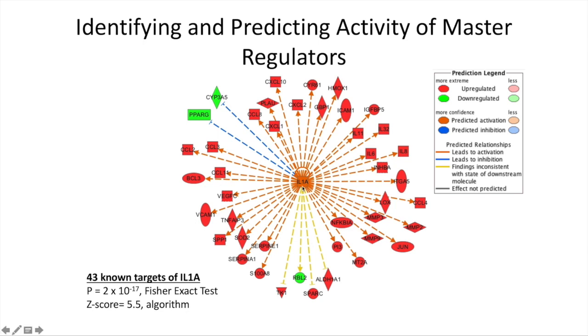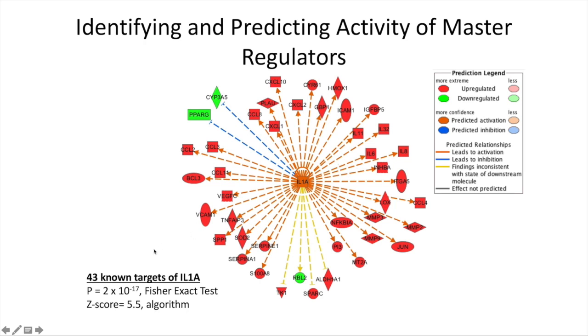So I'm not measuring it directly, but here's what happens. I know interleukin 1A has been well studied. We know what genes it inhibits and what it stimulates. So any gene in red went up in my system. In green, it went down. If it's an orange arrow, interleukin 1A is known to induce that gene. If it's blue, then interleukin 1A is previously known to inhibit that particular gene.